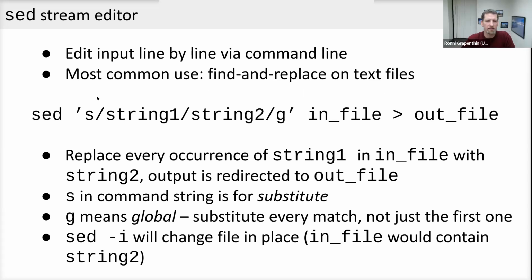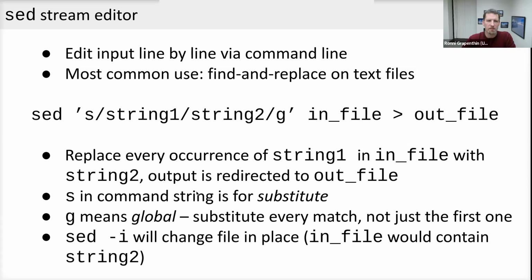that it needs. Here we're saying S, substitute string 1 with string 2 globally, so for every line in the file. And in this case, we're redirecting it to an out file. If we leave this out, then it just ends up on the command line.